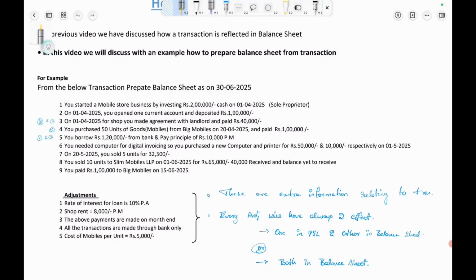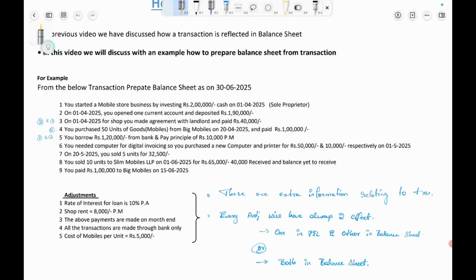Another important point is adjustments. These are the extra information relating to the transaction. Every adjustment will always have two effects, one in P&L and the other in the balance sheet, or both in the balance sheet. Whenever you prepare a balance sheet for the transactions, if you have adjustments in the question, then in the transactions point out which adjustments relate to which transactions, so that you will not forget the adjustments, and you don't have to read adjustments again and again.